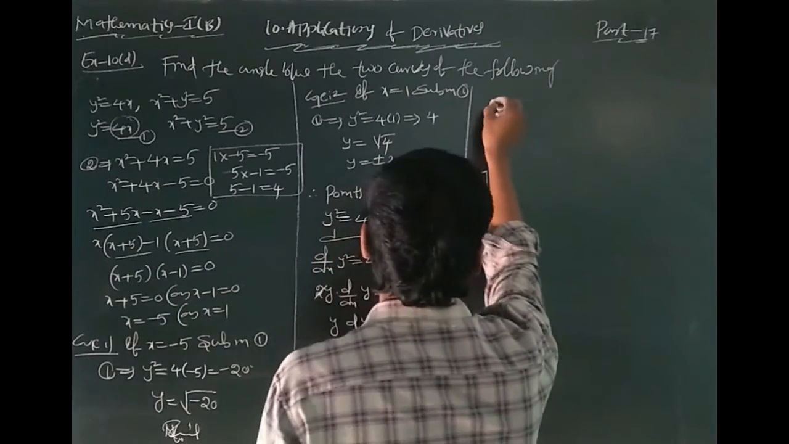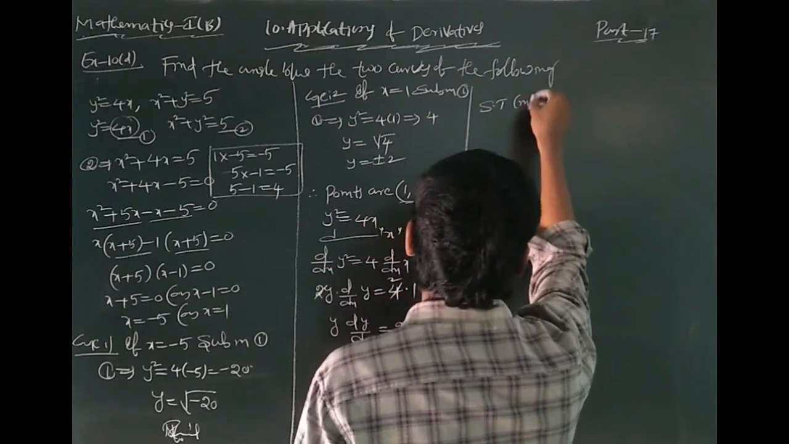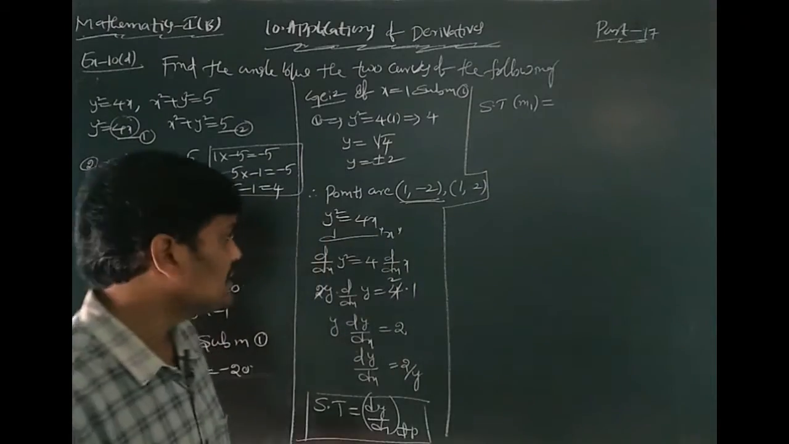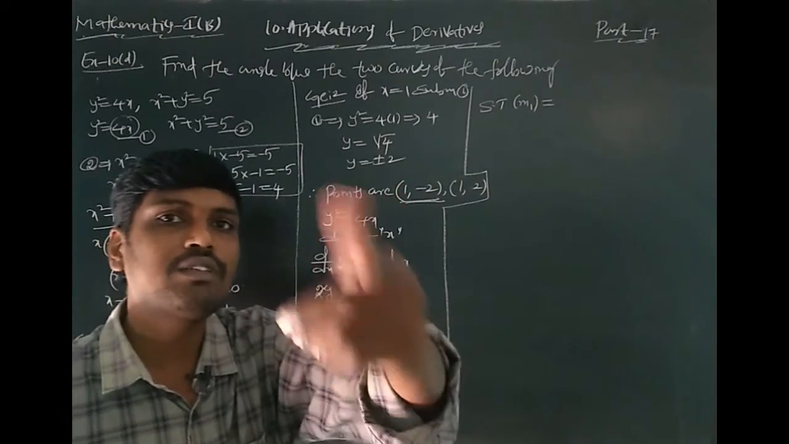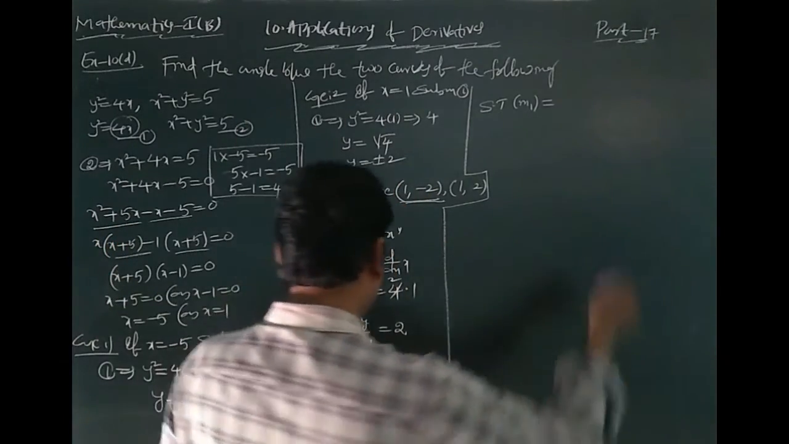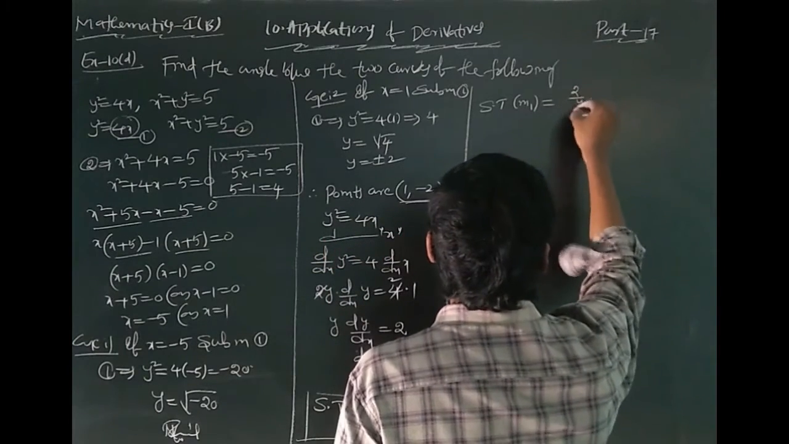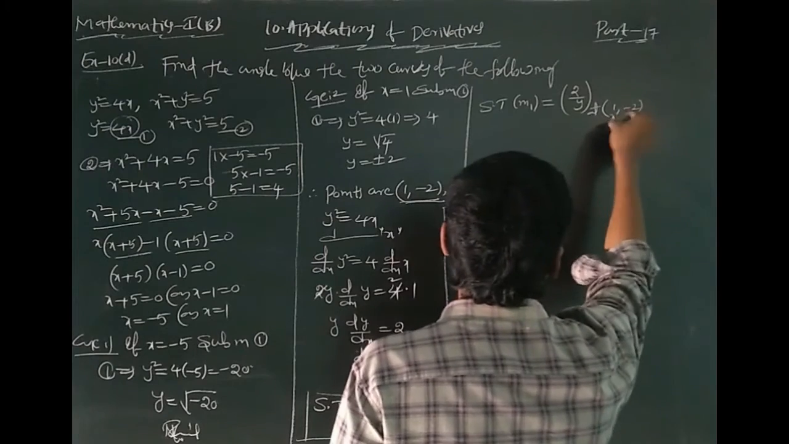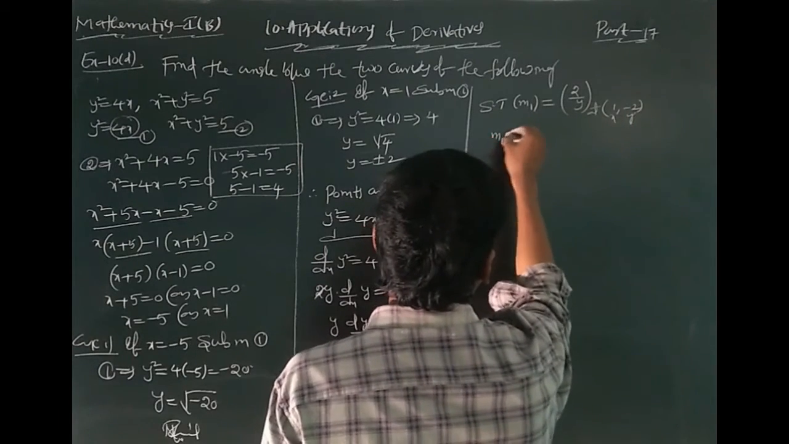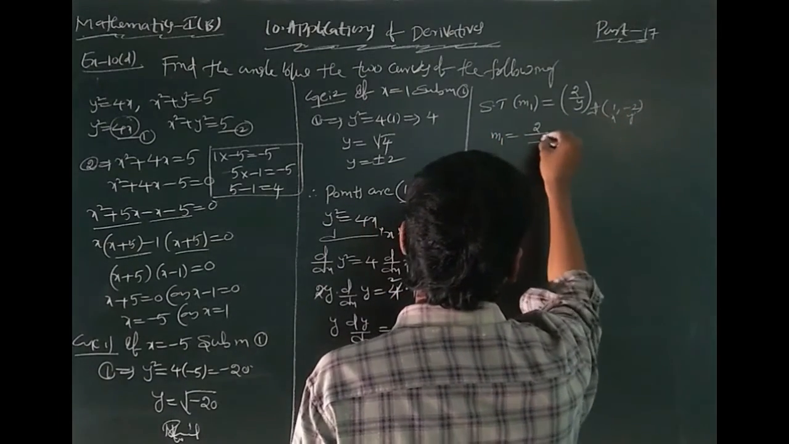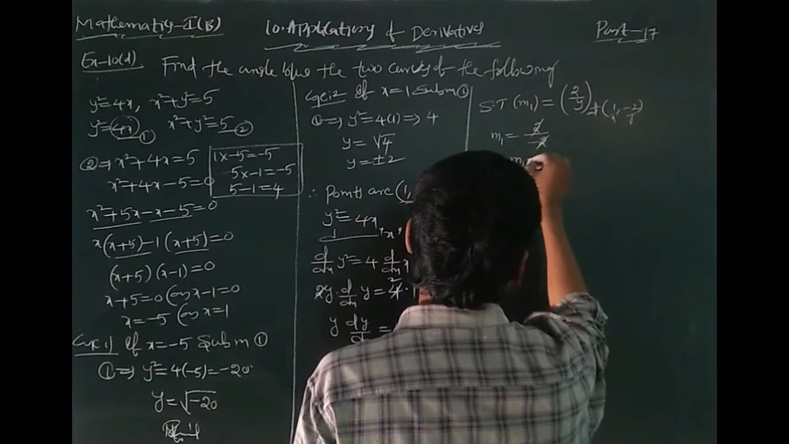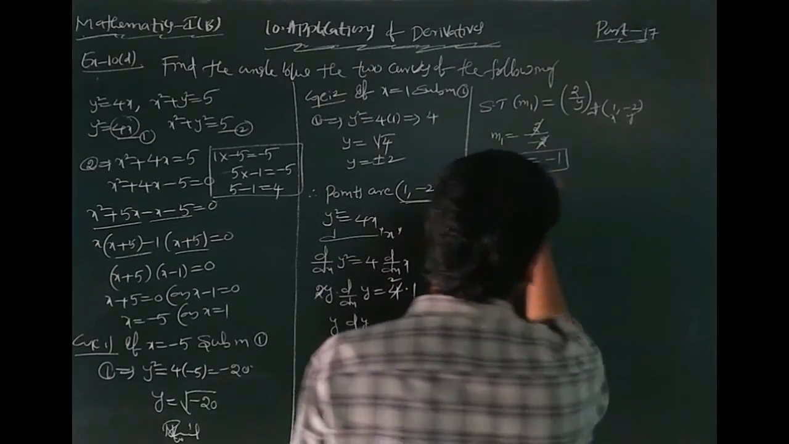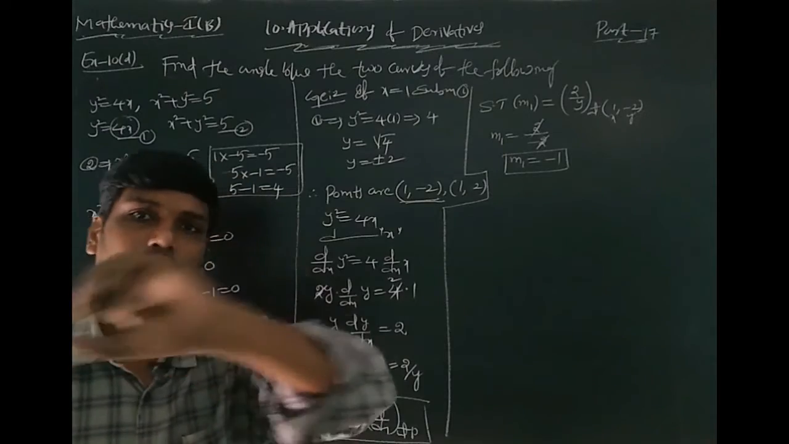Here, that's why you can write the slope of the tangent of the first curve as m1. This is the first curve. You can find the slope of the tangent, that is m1 equal to 2 by y at the point 1 comma minus 2. This is x, this is y. Substituting, m1 equal to 2 by, value is minus 2. 2 gets cancelled. m1 value is minus 1. This is the slope of the first curve, completed.